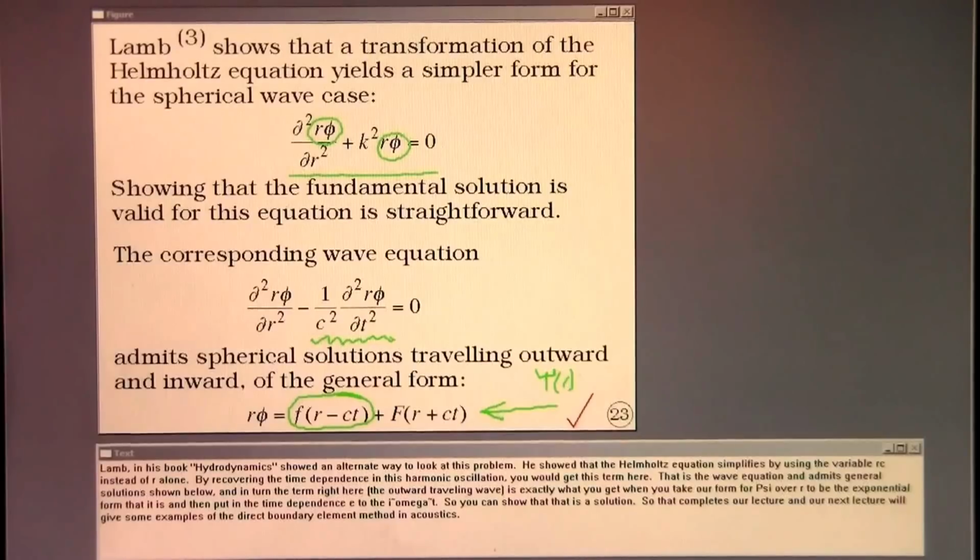Well, that completes our lecture, and our next lecture will give some examples of the direct boundary element method in acoustics.